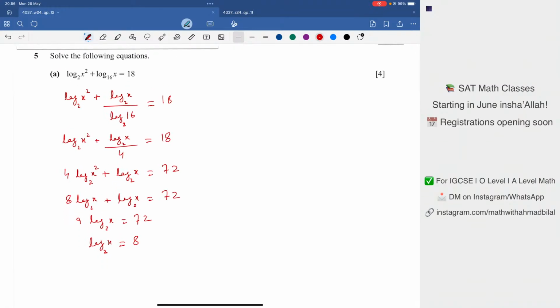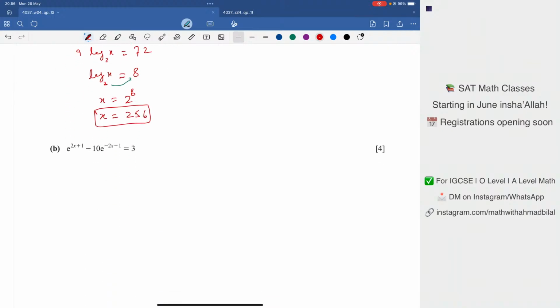And now the base is 2 here. If we want to get rid of this log, this base is going to go to the other side, become the base of 8, and give us x equal to 2 raised to power 8. And now this is something that we can evaluate easily. 2 raised to power 8, what's that? That's 256. You could put this on your calculator as well. And that gives you 256, and that's your final answer.